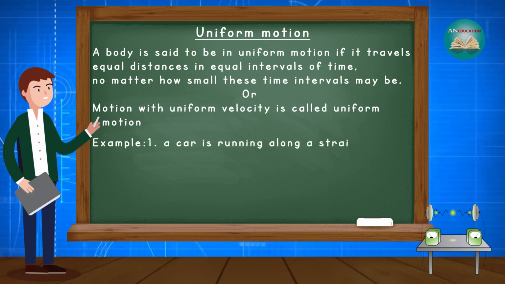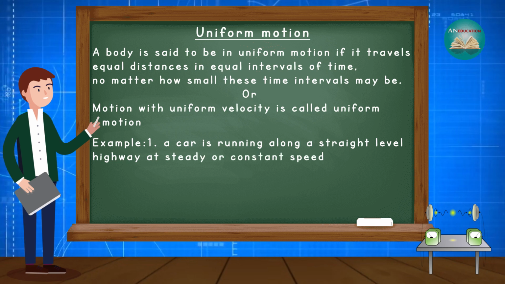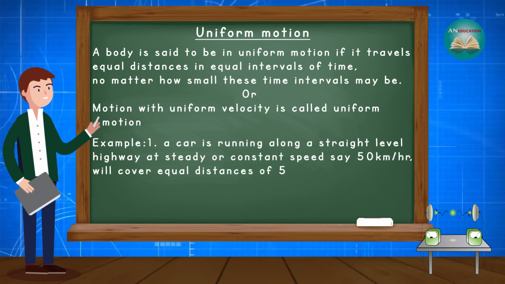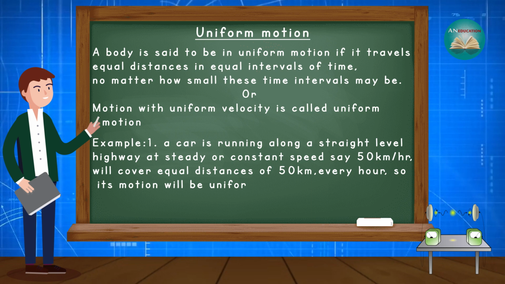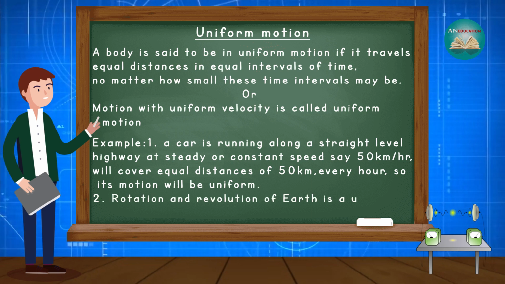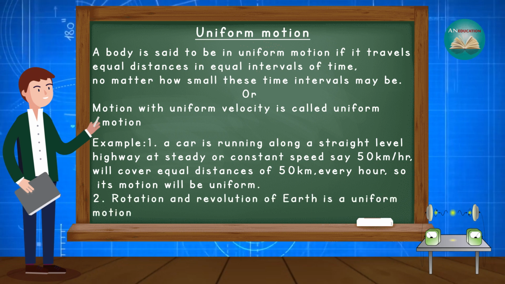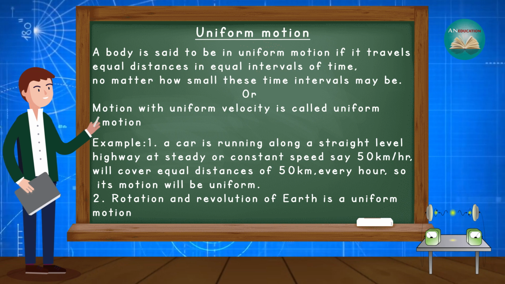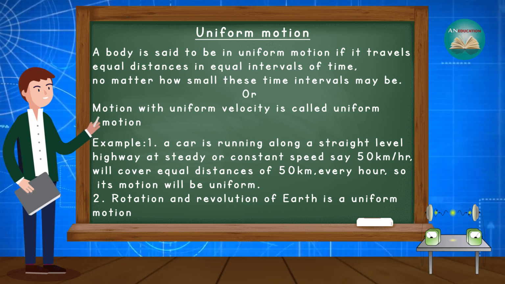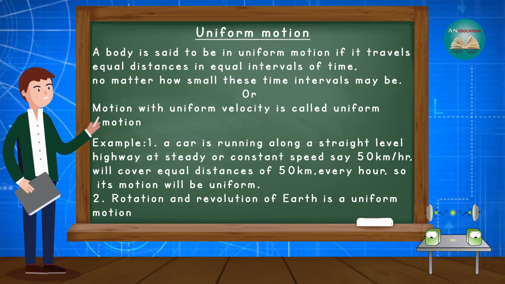Example first, a car is running along a straight level highway at a steady or constant speed, say 50 km per hour, and will cover equal distances of 50 km every hour. So its motion will be uniform. Second example, rotation and revolution of the earth is a uniform motion.